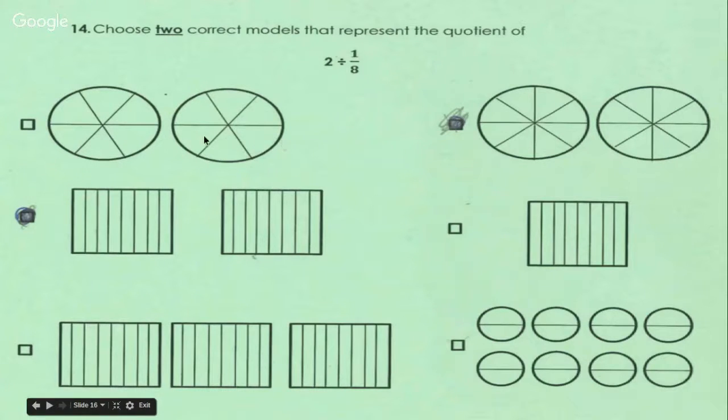Over here, 1, 2, 3, 4, 5, 6. So this top left-hand choice is wrong. This would be modeling 2 divided by 1/6.